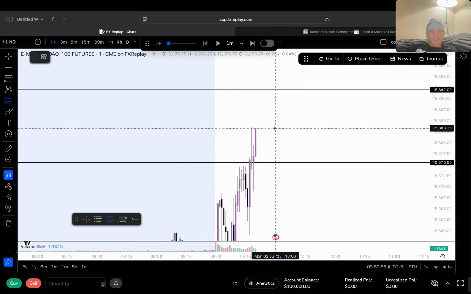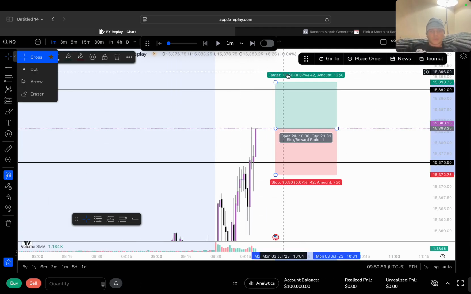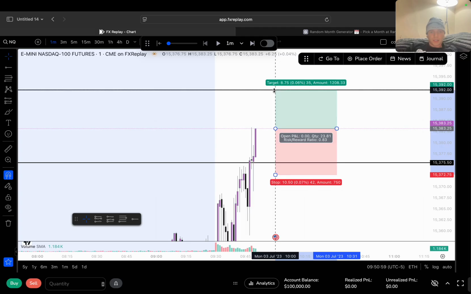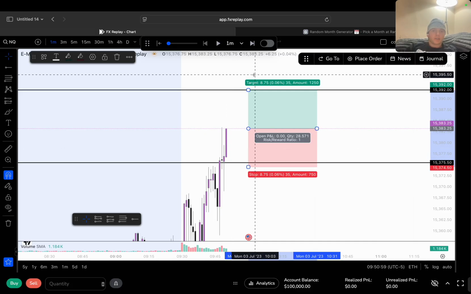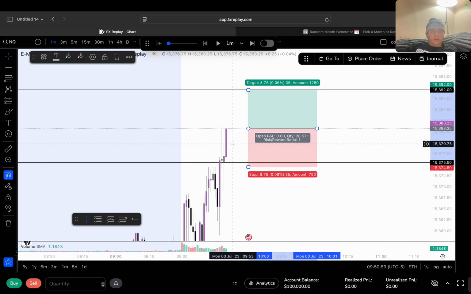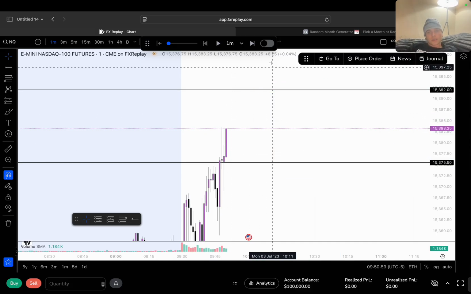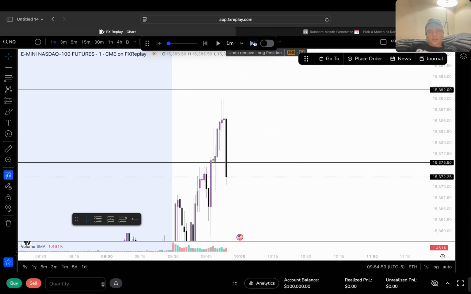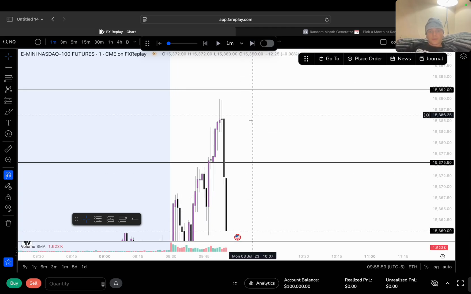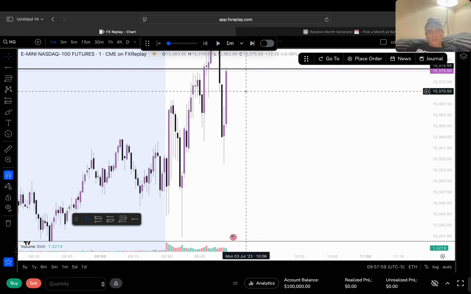I also never take a trade that I can't get one-to-one RR. So if I'm targeting this high, I would have to put my stop loss here. But look at that wick. I do think this trade will probably hit and go right through it. But unless I can catch a better retrace and not a lot of wicks, it's just not really worth it.